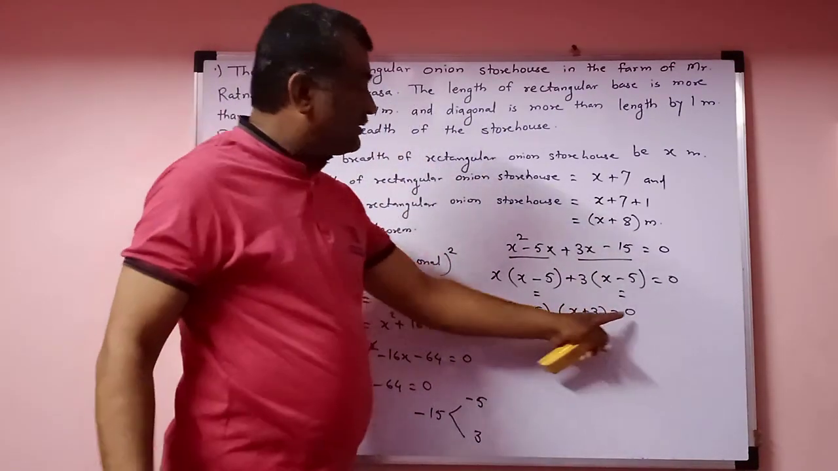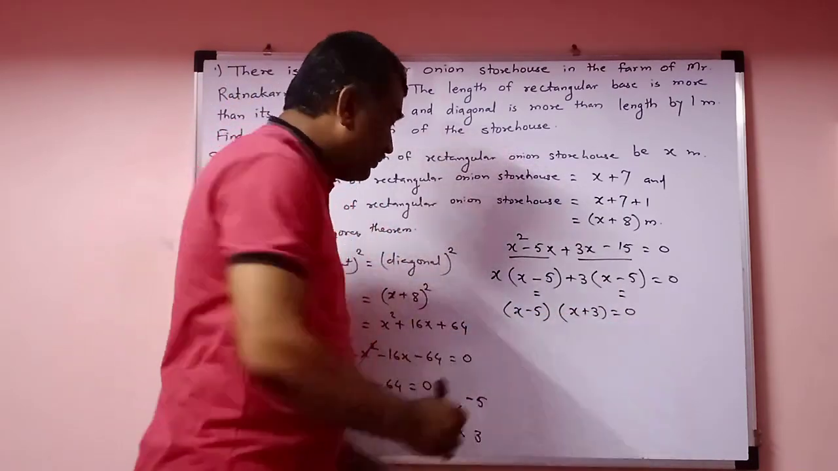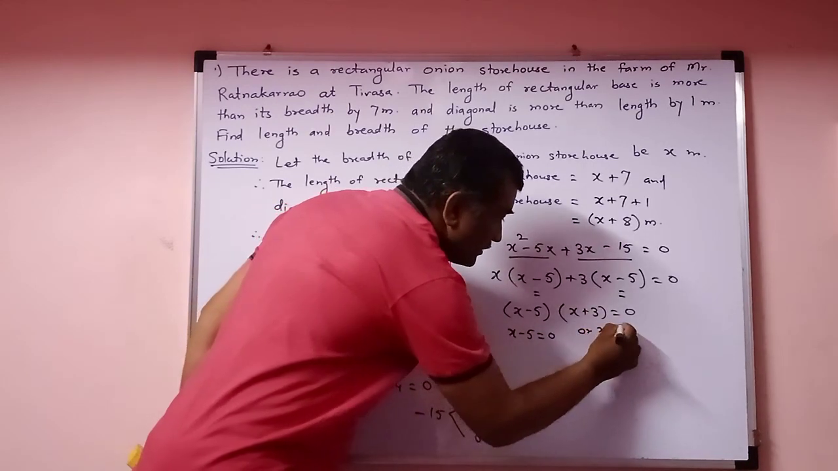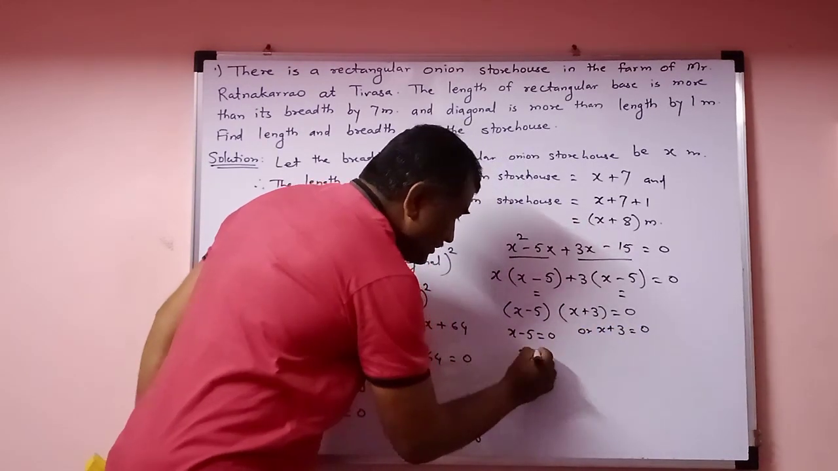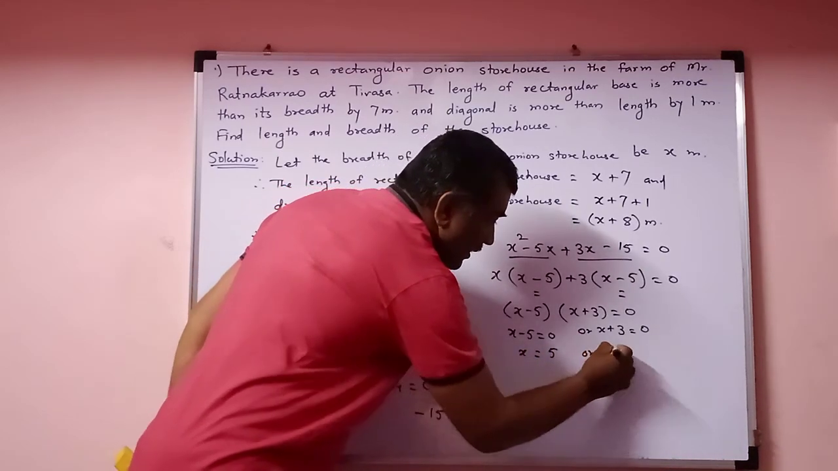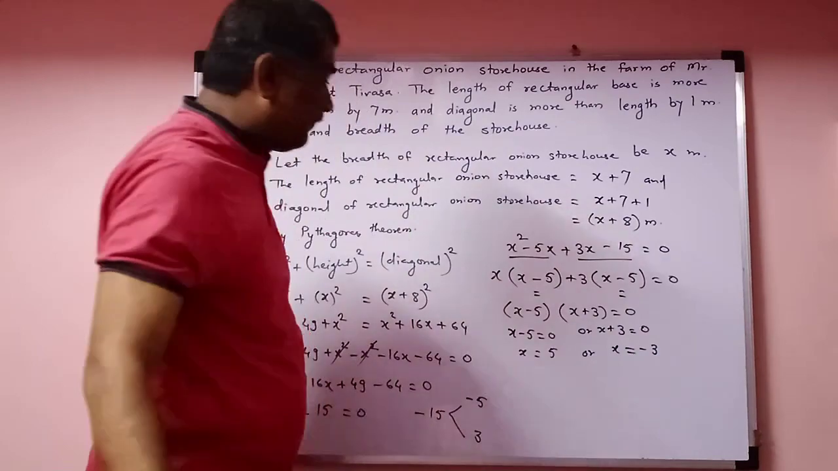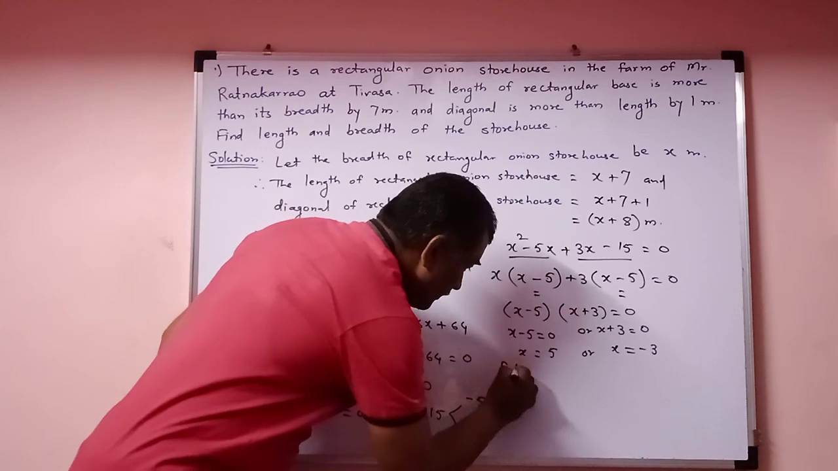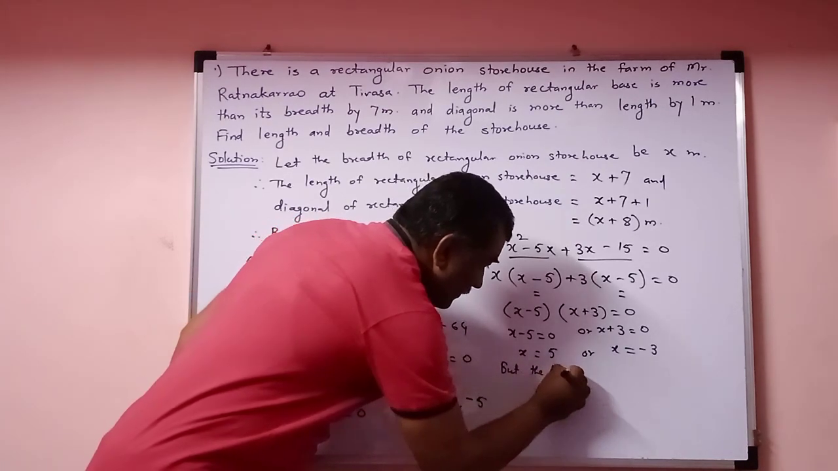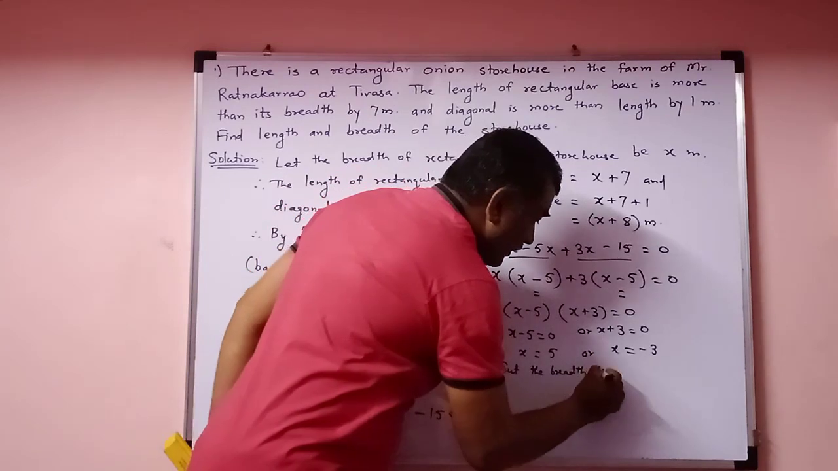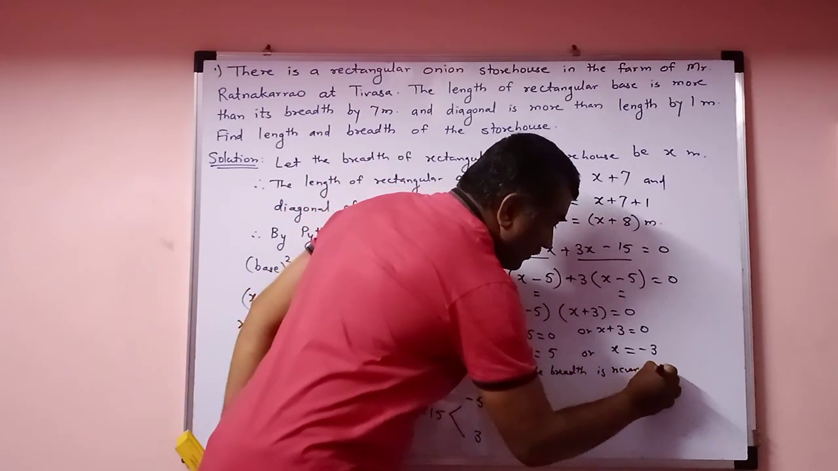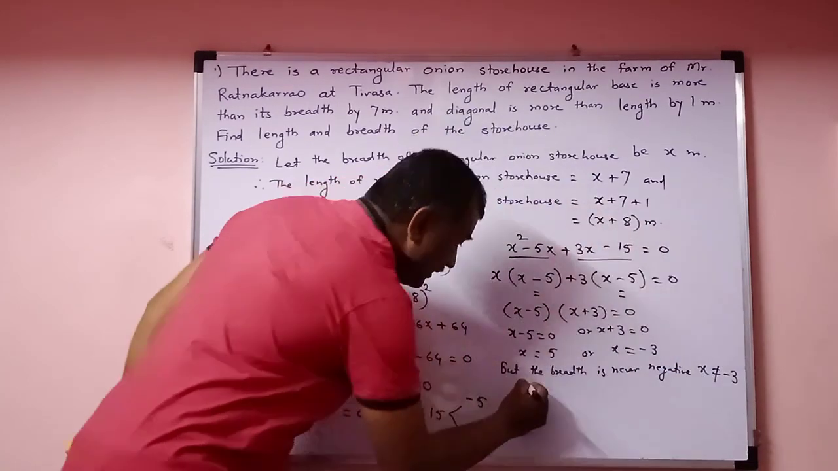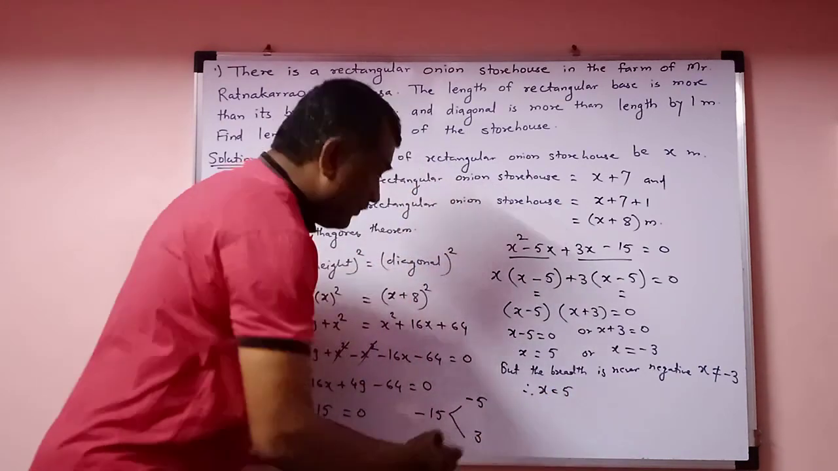Here the product of two numbers is 0. At least one of them is 0. Therefore x minus 5 is equal to 0 or x plus 3 is equal to 0. x is equal to 5 or x is equal to minus 3. x is breadth, but the breadth is never negative. x is not equal to minus 3. Therefore x is equal to 5.